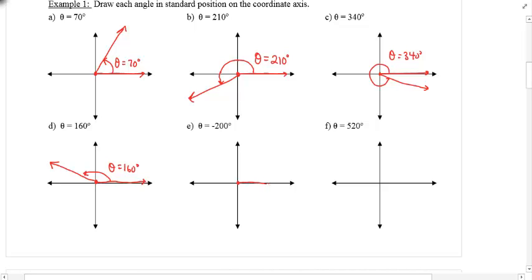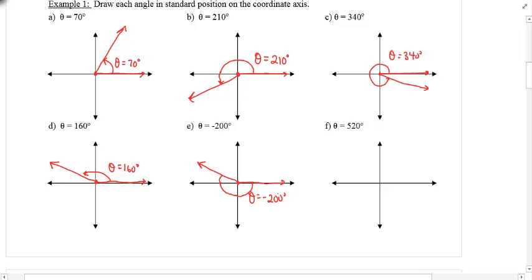Interesting. It's a negative angle, so we start by rotating clockwise. So here's what happens. Clockwise, clockwise, clockwise, clockwise. That's negative 90. Clockwise, clockwise, clockwise, clockwise. That's negative 180. So I need another about 20 more degrees. And there you go. This is the angle, negative 200.